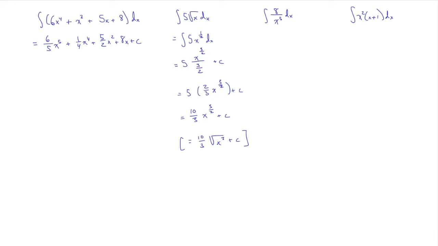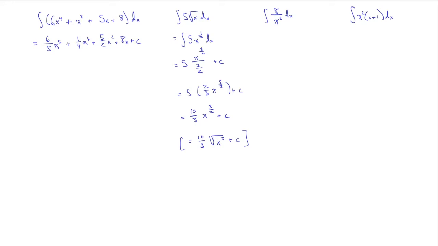And you're perfectly welcome to leave it as 10/3 x to the 3/2 plus a constant, but you should be comfortable going back and forth between rational exponents and radicals. It's the same thing as 10/3 times the square root of x cubed plus a constant.